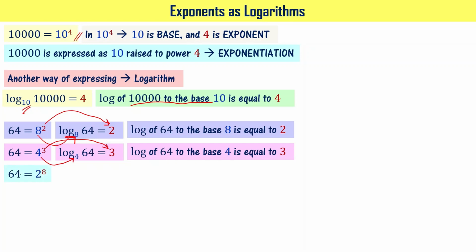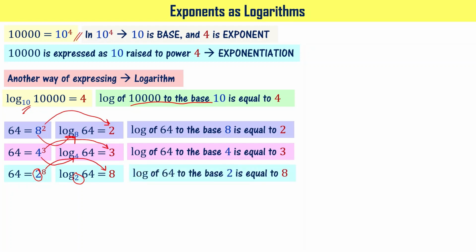We know that 64 can also be written as 2 power 8, right? When you write it into logarithmic form, it becomes log of 64 to the base 2. You see this base and this base is same. And then 8 goes here, right? This is read as log of 64 to the base 2 is equal to 8.